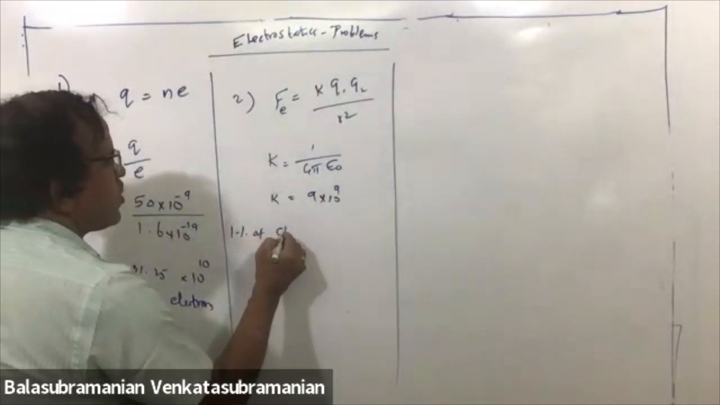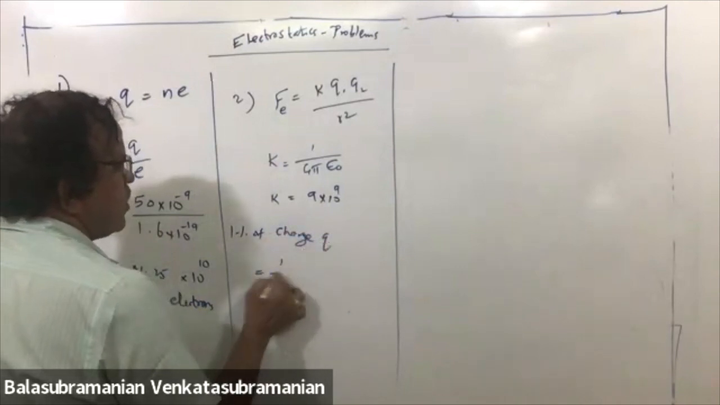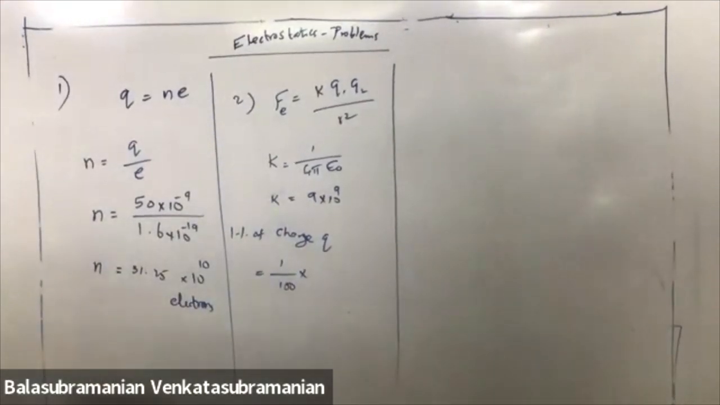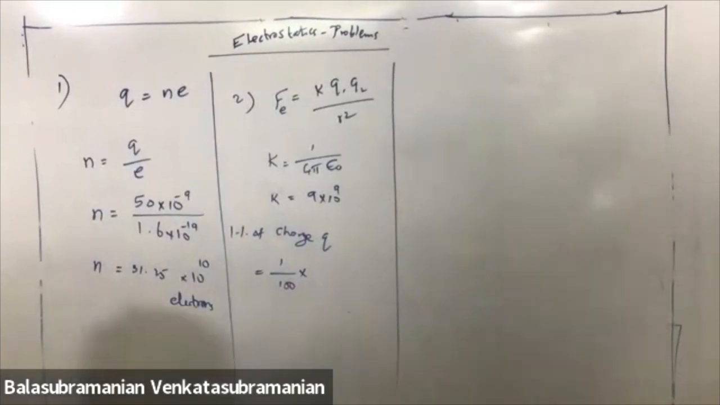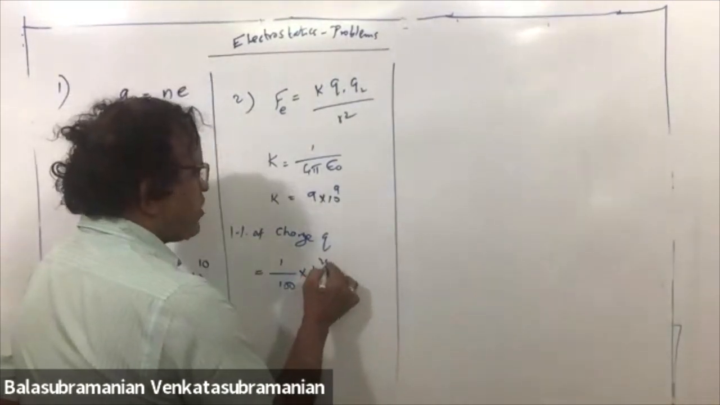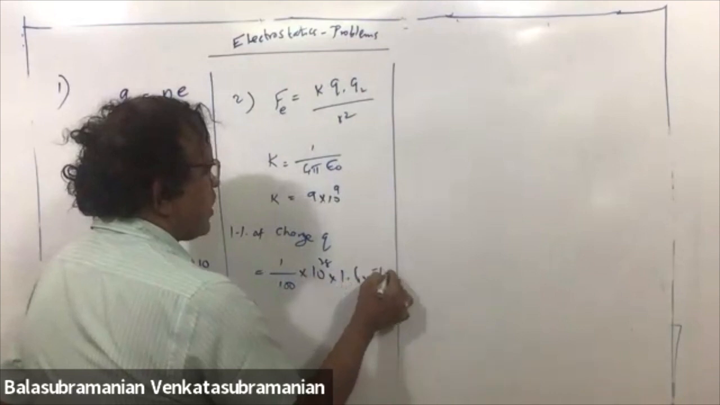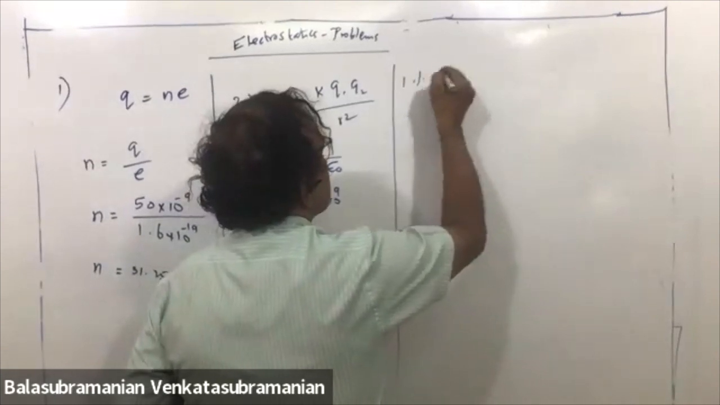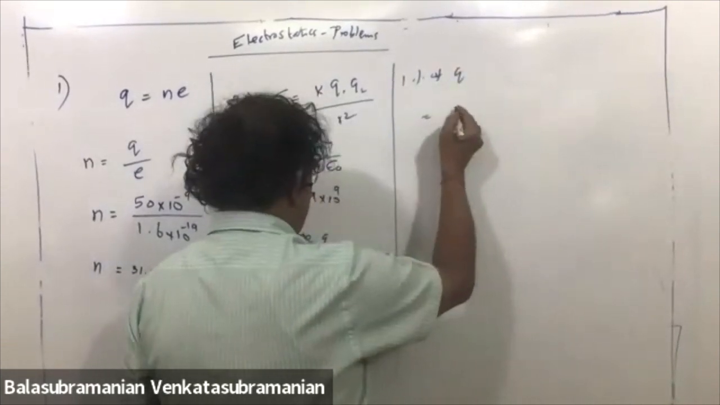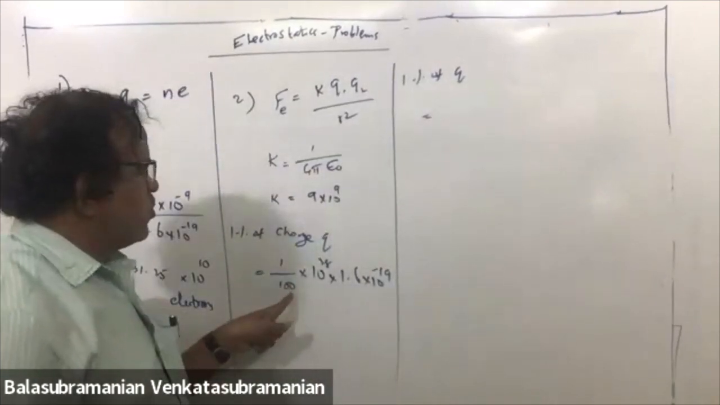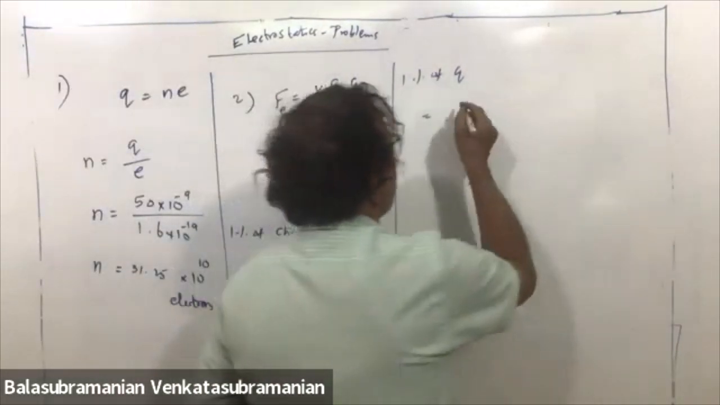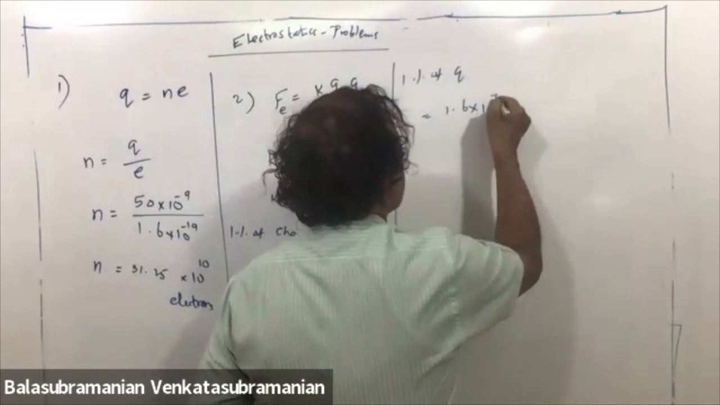1% of charge Q is equal to 1 by 100. What is the charge given here? 10 power 28 number of electrons. Charge of an electron is 1.6 into 10 power minus 19. That is, 1% of Q is equal to 10 power 28 into 1.6 into 10 power minus 19, divided by 100. This 100 will go to the numerator as 10 power minus 2, so 10 power minus 21. 10 power 28 minus 21 is 10 power 7. So it is 1.6 into 10 power 7 coulombs.